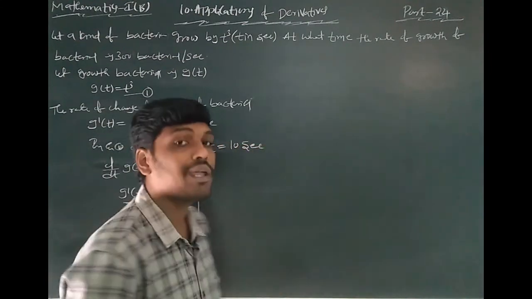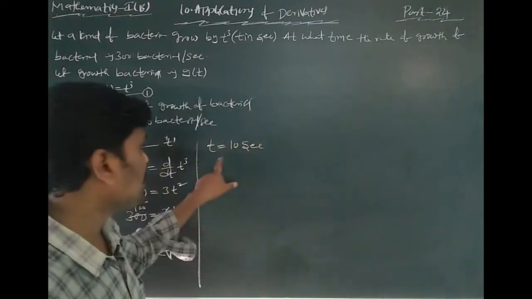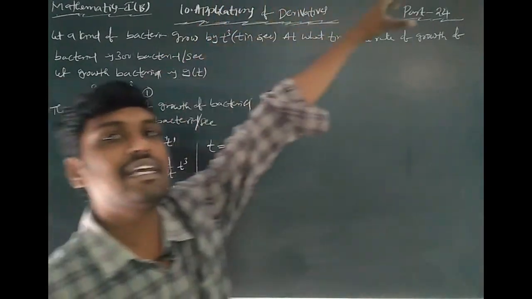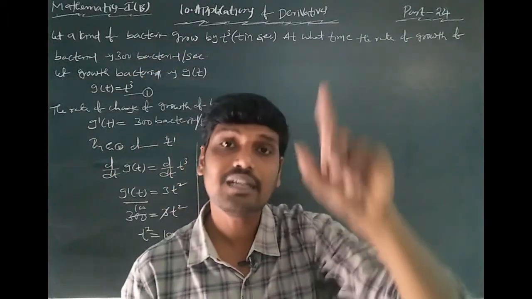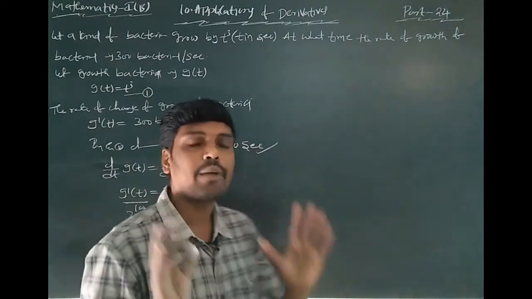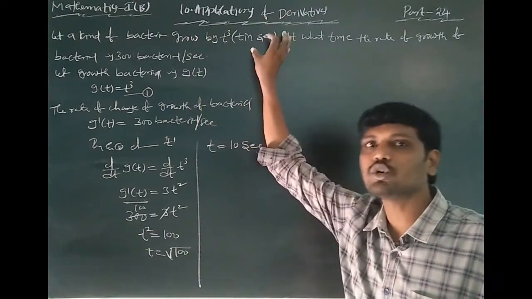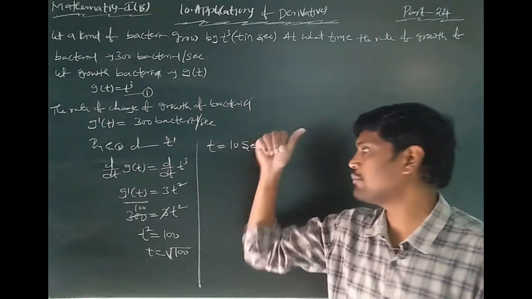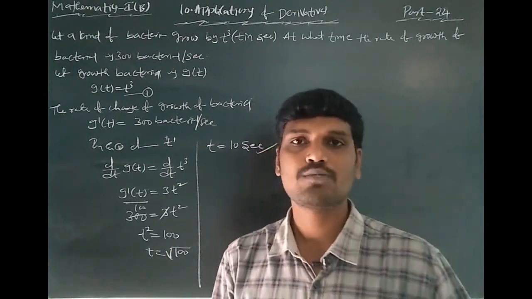You have to take only plus 10. Why? Because time is only positive. That's why time equals 10 seconds. If the rate of change of bacteria growth is 300 bacteria per second, that time is 10 seconds. This is the problem answer. Here growth is given, growth rate also is given. You can use growth and growth rate to find the time. That time is 10 seconds. Understood or not? In this way you can do this model problem.